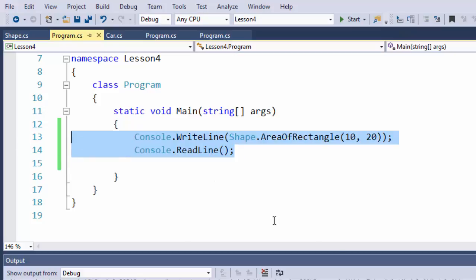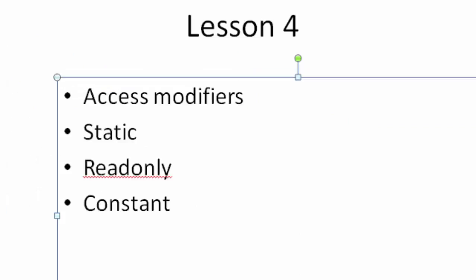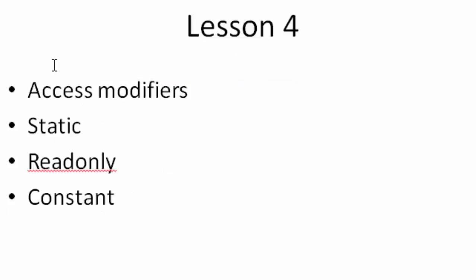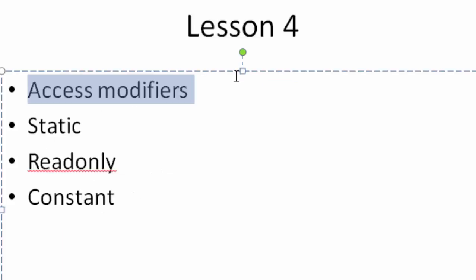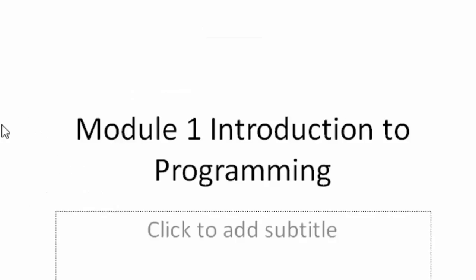Okay. So let's recap what we've done. We have covered static, read-only, constant, and access modifiers. That's as far as we need to go, and that should bring us to the end of module 1, introduction to programming. That is done, out of the way. If you feel uncomfortable going ahead, please give this another go, but you're going to see all of this in action next time.